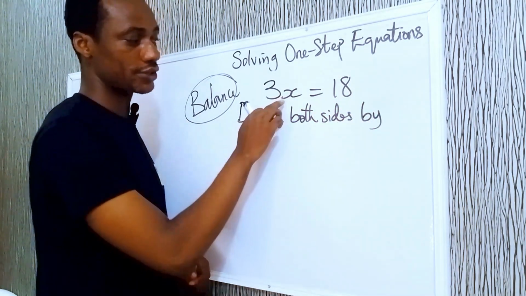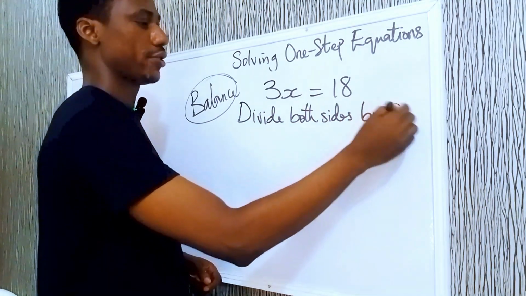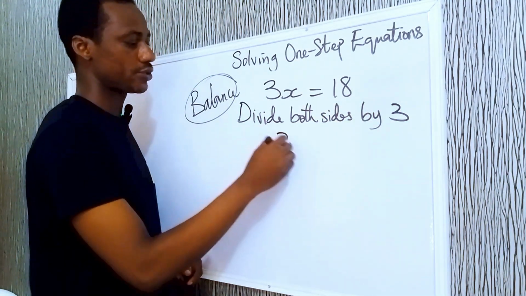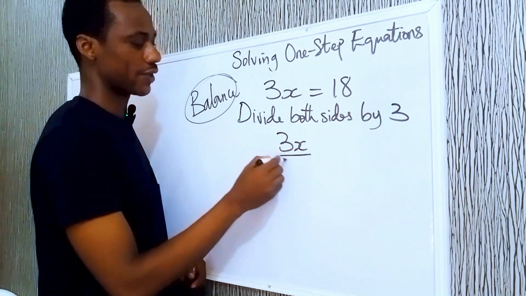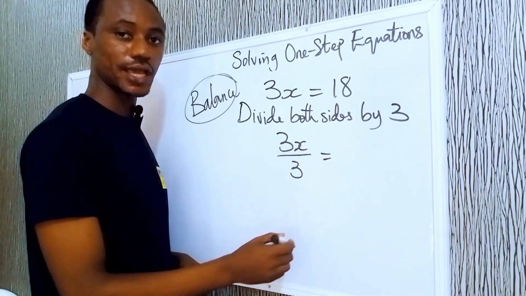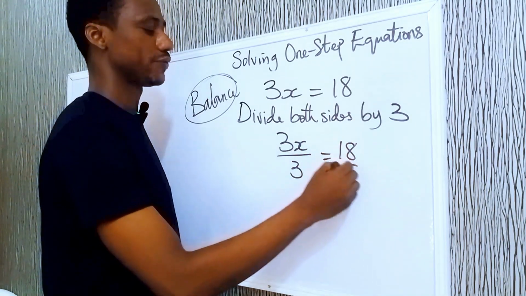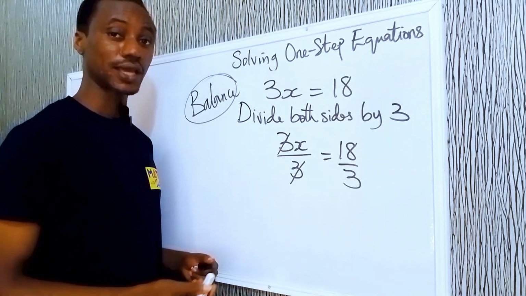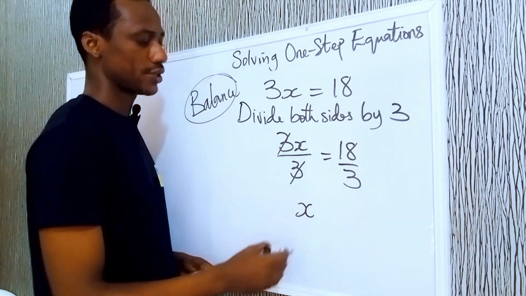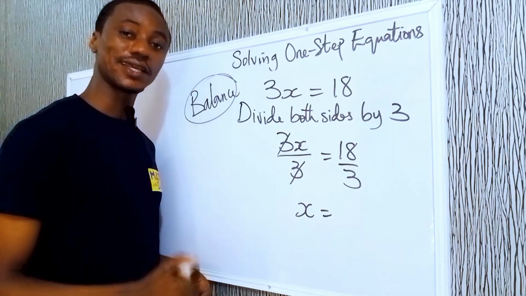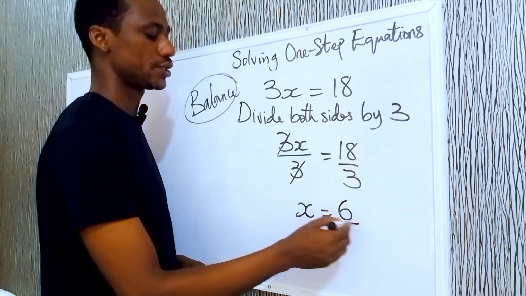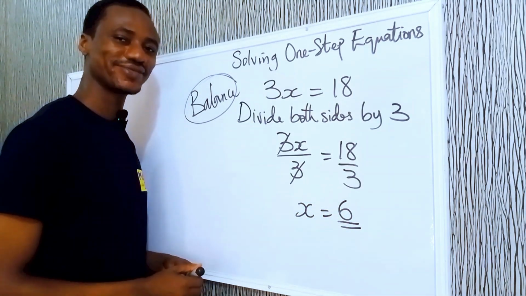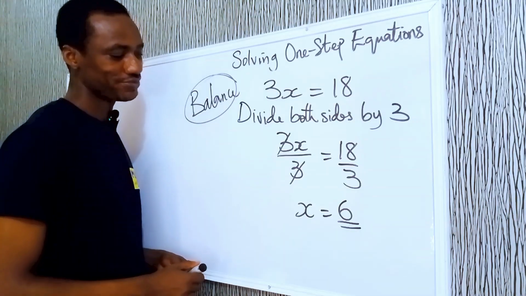by the coefficient of x here, which is what? 3. So that means on this side we have 3x, we divide by 3. On the other side we have 18, and we divide by 3. So 3 in 3 is 1, so we are left with 1x. So x equals 18 divided by 3, which is 6. All right, easy peasy, right?